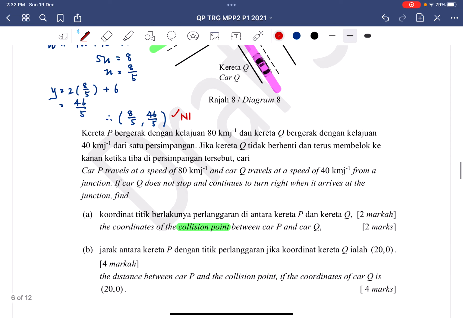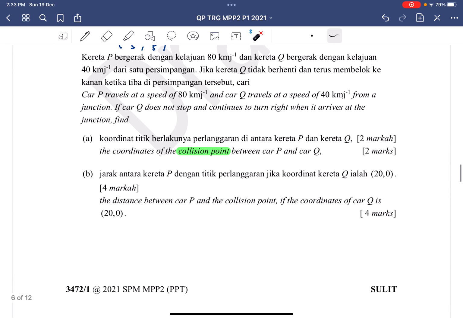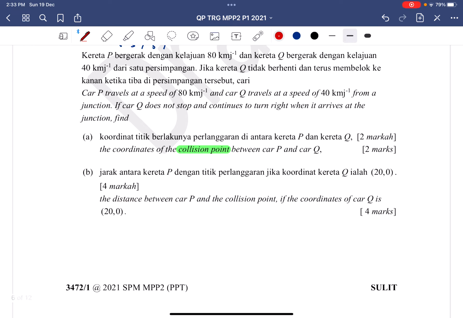And for question B, the distance between car P and the collision point, if the coordinates of car Q is 20 and 0. So the original coordinates are actually 20 and 0. So they ask, what's the distance between car P and the collision point? So it's something we need to relate to the speed and also time and also distance. So they ask about distance. We have a concept, which is speed equals distance over time.